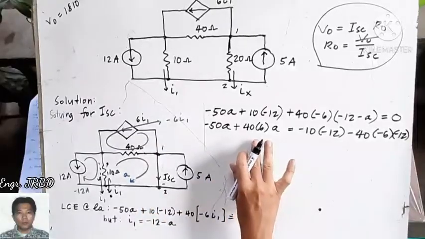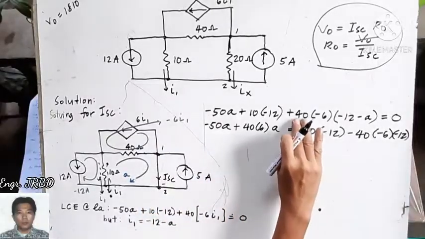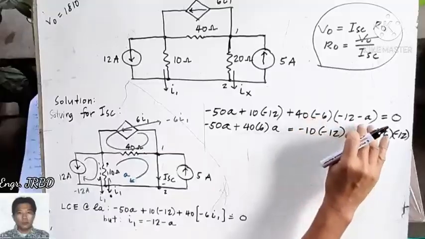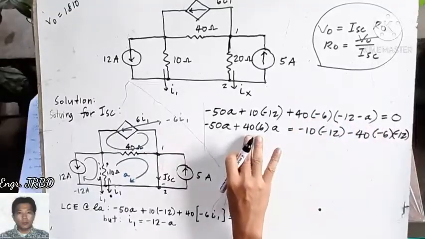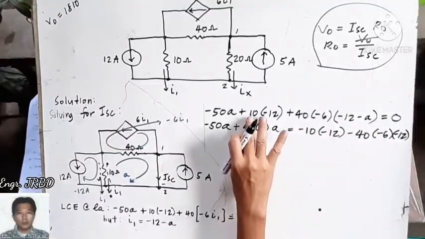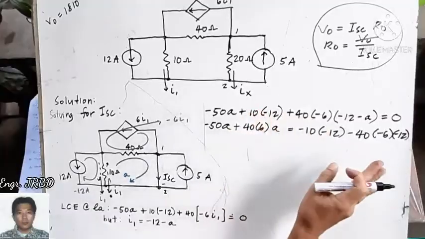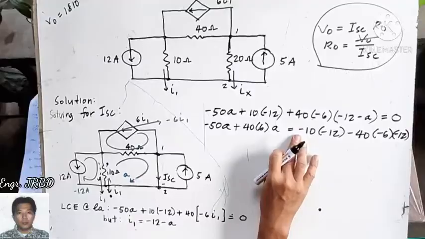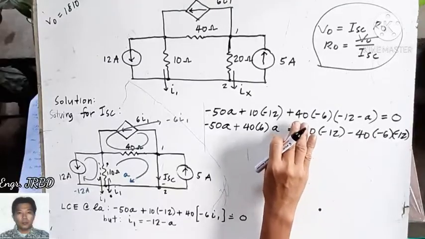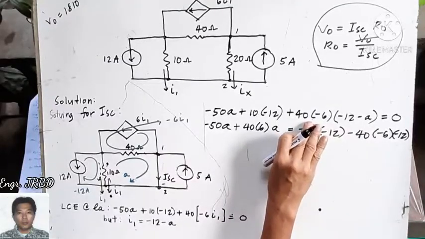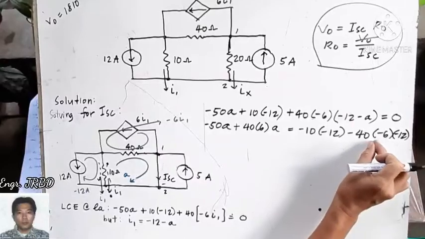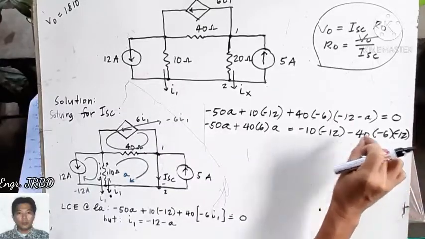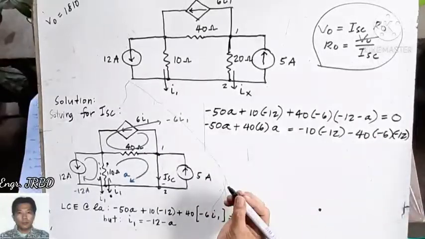Let us try to take a look. 40 times negative 6 times negative A, that is positive 40 times 6. 10 times negative 12, we try to move that to the other side. That is why we have here negative. Then this one, 40 times negative 6 times negative 12, we try to move that to the other side. We have there your negative sign.